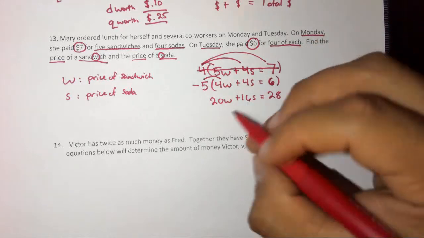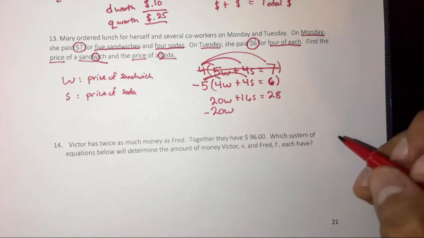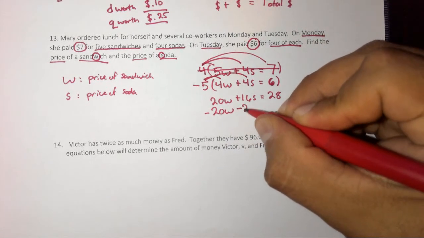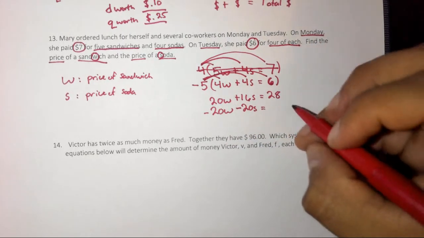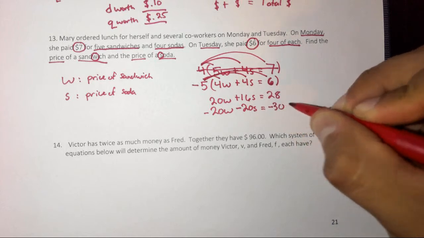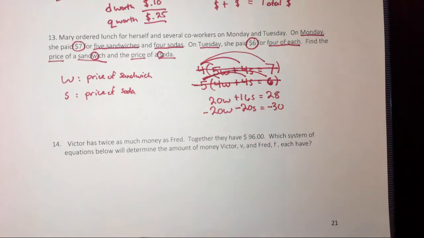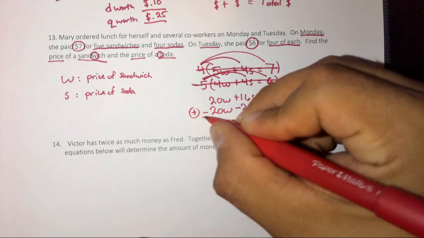Negative 5 times 4W is going to give me negative 20W. Negative 5 times 4S is going to give me negative 20S. And then negative 5 times 6 is going to give me negative 30. Alright, and then once I'm done distributing, I'm going to draw the line through that. Great, now I can add these together.